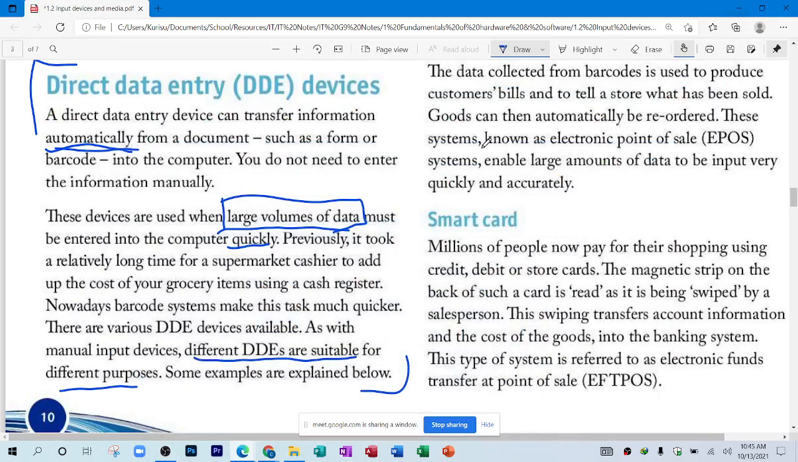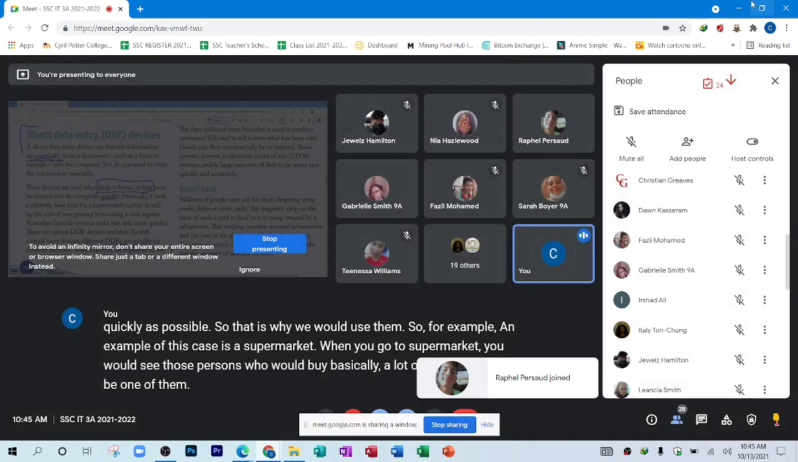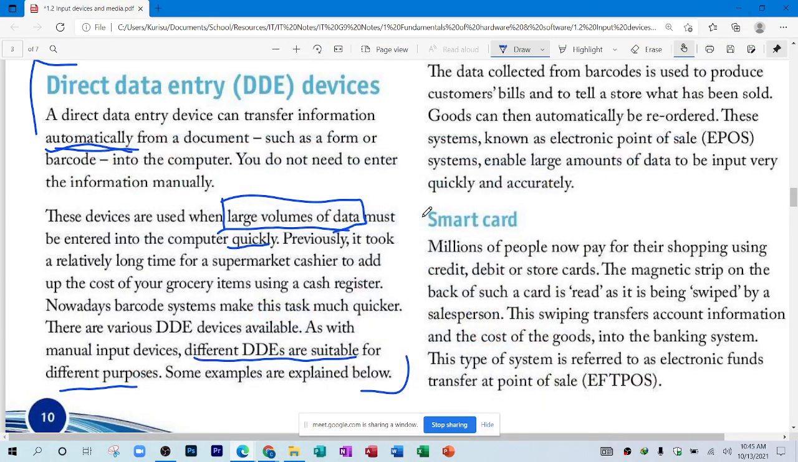You want to enter large amounts of data as quickly as possible. So that's why we would use them. For example, an example of this case is a supermarket. When you go to a supermarket, you would see those persons who buy a lot of items. You might be one of them. Your parents might go to the supermarket and stock up for the entire month or maybe the entire week. And they buy quite a few items, maybe 20, 30, 40 different items.